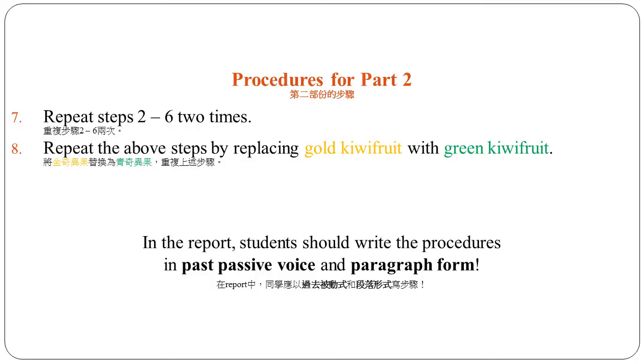After the first determination of vitamin C content in gold kiwi fruits, in order to make it more accurate, we need to do 2 more determinations. So, we repeat steps 2 to 6 2 times. And then, we repeat the above steps by replacing gold kiwi fruits with green kiwi fruits. In the reports, students should write the procedures in past passive voice and paragraph form. Please remember.